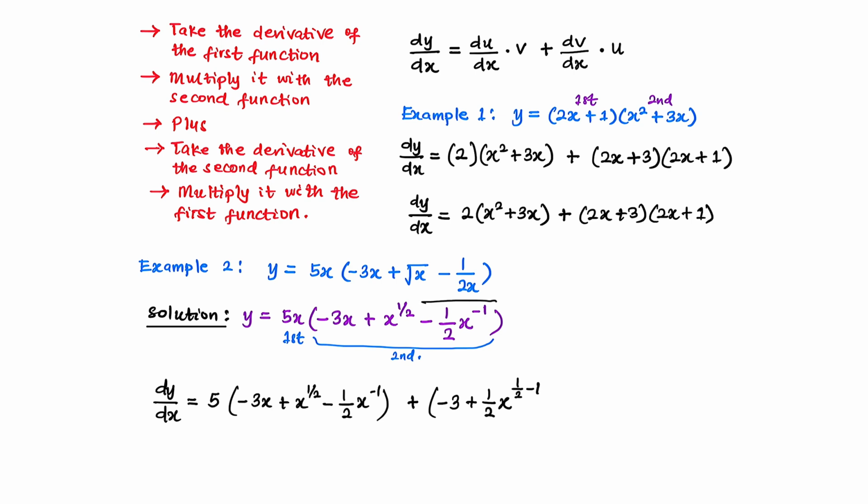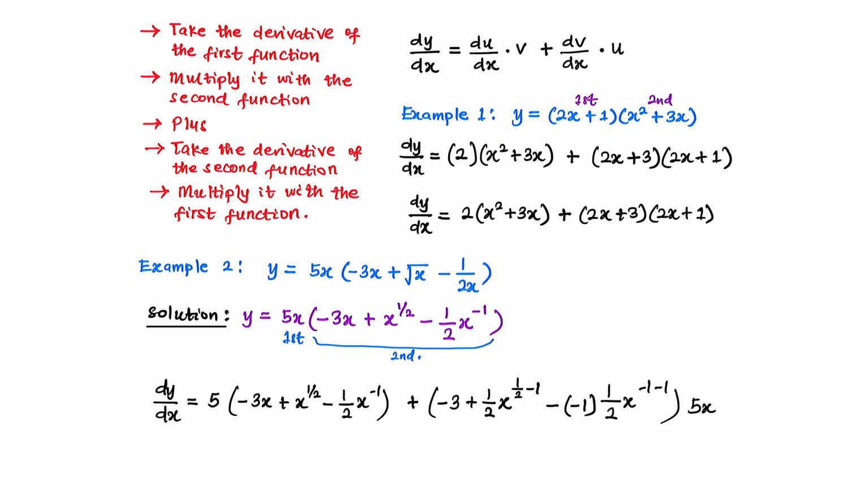And the last part is derivative of minus 1 over 2x raised to the power minus 1. So we have the minus in the equation, and then we bring the power down, which is minus 1 comes down, multiply it with the existing coefficient, which is 1 over 2, write the variable back, which is x, subtract 1 from the power. So we have minus 1 minus 1. Close the parenthesis, and then we multiply it with the first function. So we multiply it with 5x. Of course, you can leave your answer like this, or you can simplify further.